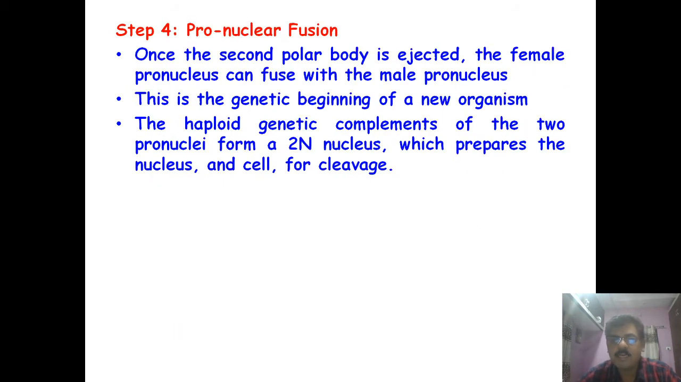Meiosis gets completed afterwards. Then step 4 is pronuclear fusion, that is, the fusion of the male pronucleus and the female pronucleus. Once the second polar body is ejected, the female pronucleus can fuse with the male pronucleus. And this is the genetic beginning of the new organism. The haploid genetic complements of the two pronuclei form the zygote nucleus, or the diploid nucleus, which prepares the nucleus and cell for the cleavage process.